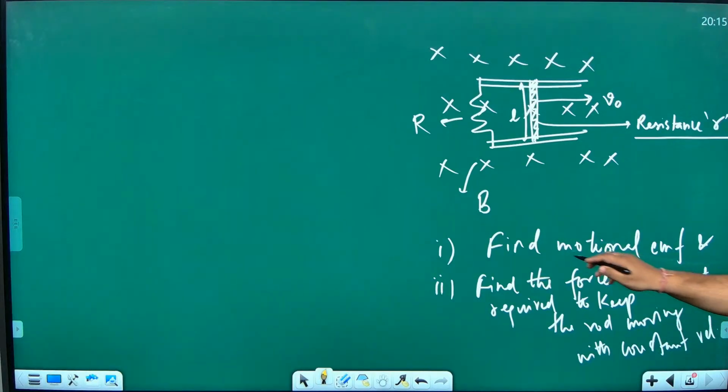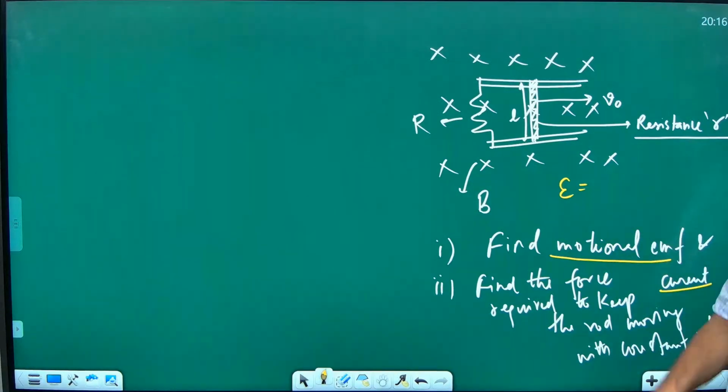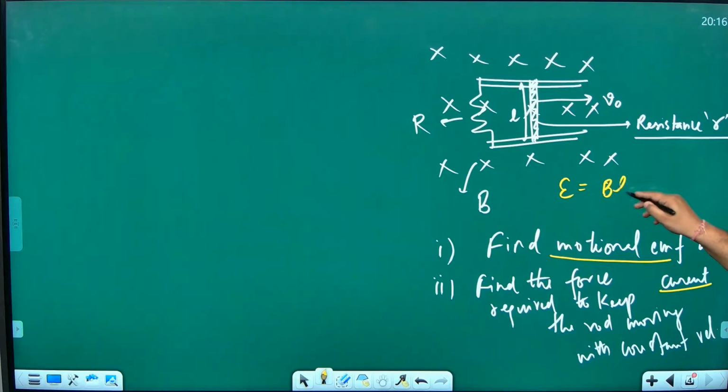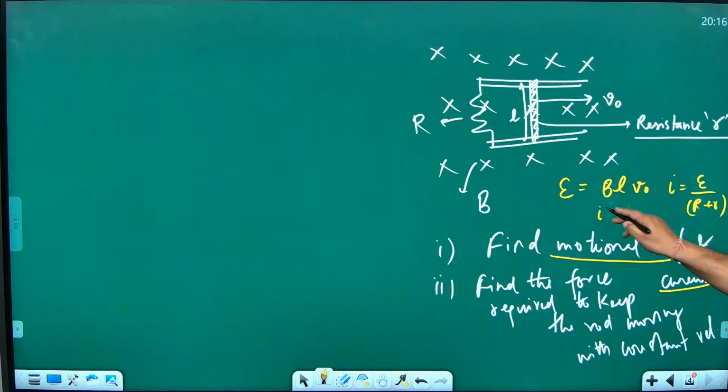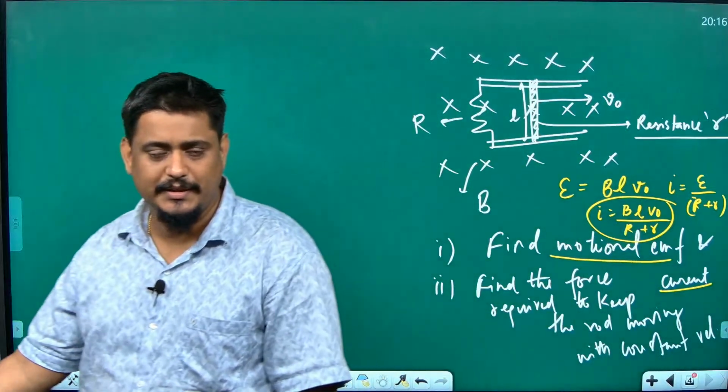So I gave the answer for the first part of the question already. Once again I am repeating. Wow, Yashwant Kumar coming at 8:15 p.m. Great, man. E is equal to BLV, which will become equal to B into L into V naught. And what will be current? Current will be EMF by resistance. In this case, R plus r. So current value will become equal to B into L into V naught by R plus r. If you write these two things, 1 mark will be given to you. Don't worry about that. Okay.